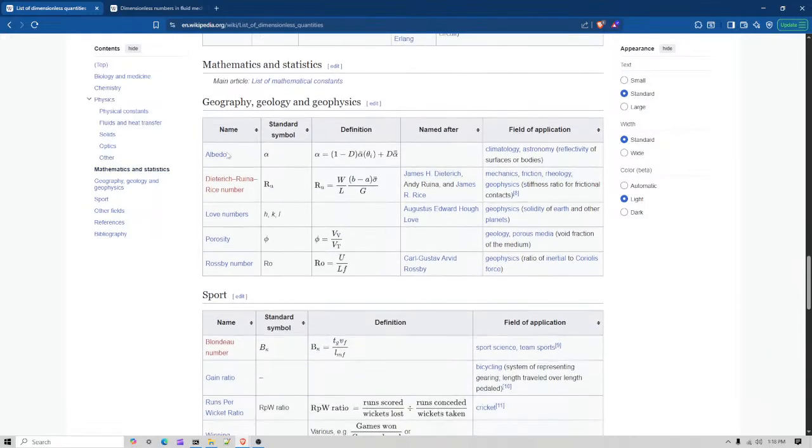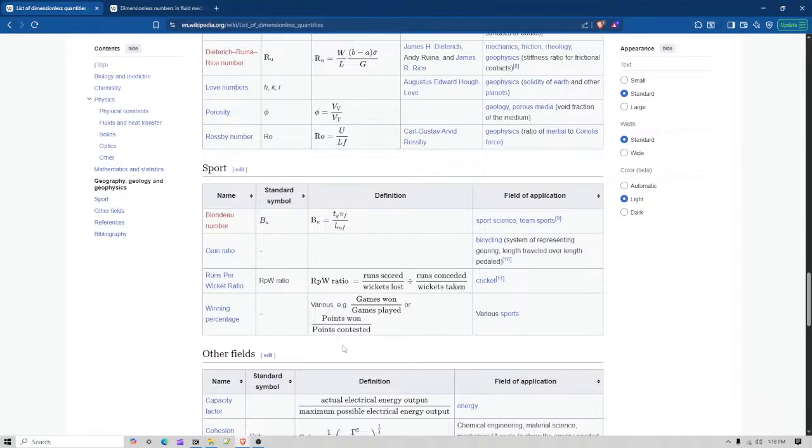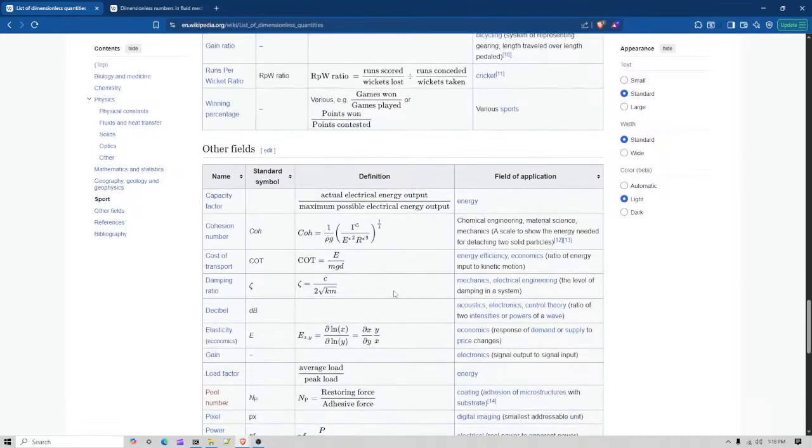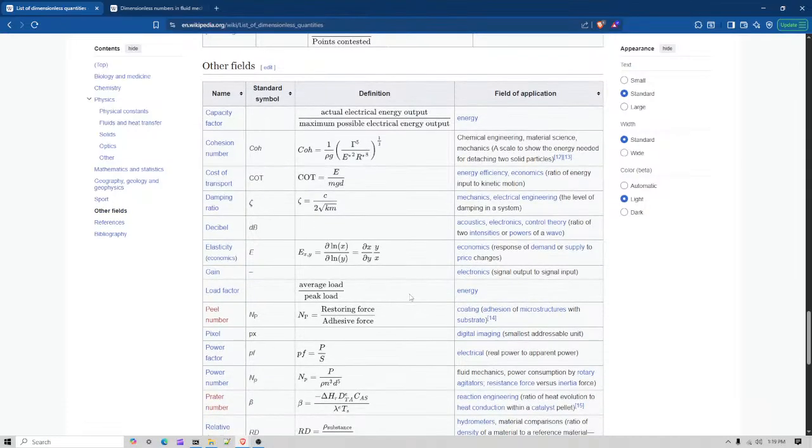Albedo. That's a common one in geophysics. That's basically how reflective the snow or the cloud or the ocean or something like that is. High albedo is an important cooling mechanism in that it reflects a lot of the sunlight, or it keeps things cool.